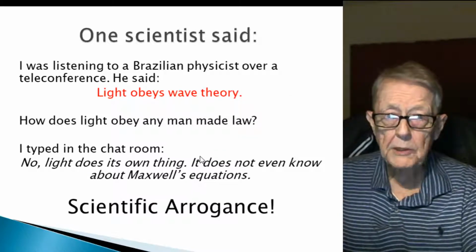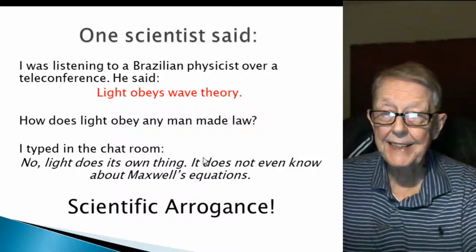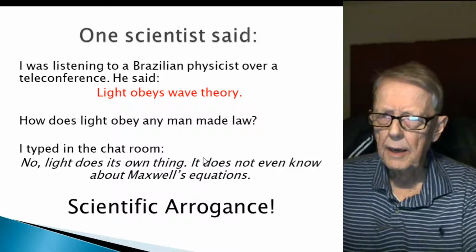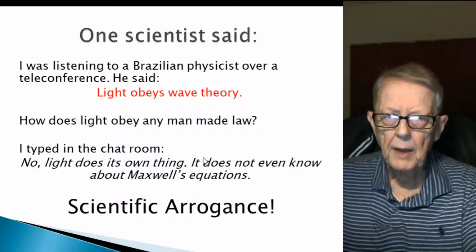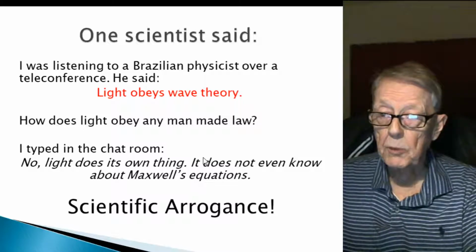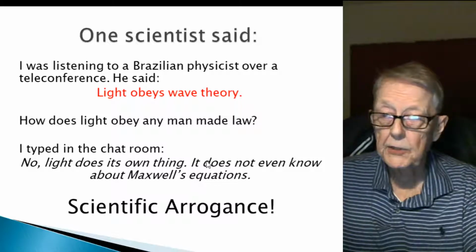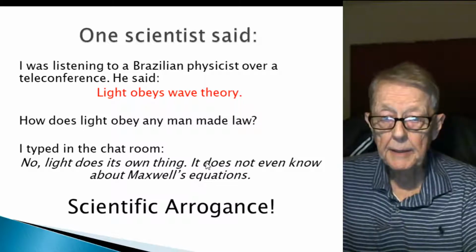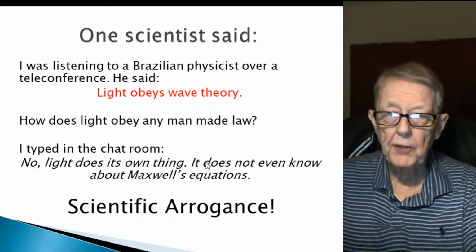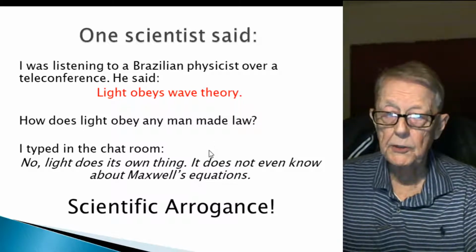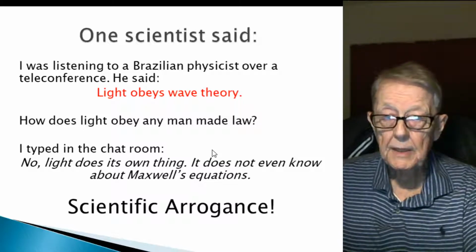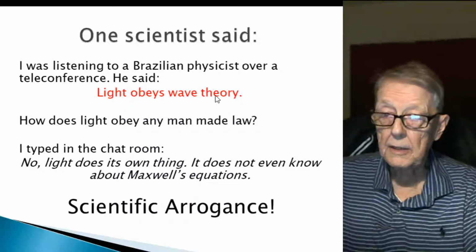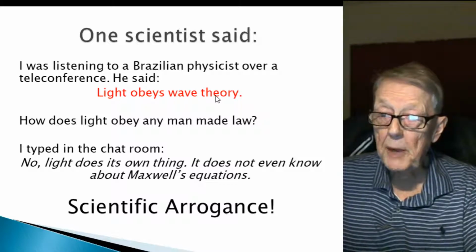One scientist said, I was listening to a Brazilian physicist over a teleconference, and he said, light obeys wave theory. How does light obey any man-made law? How could that even happen? I didn't like his statement, and I typed in the chat room. It's an area in the teleconferencing feature that people can type in comments while the speaker is talking. If he knows about the comment, he can even respond. My comment, I said, no, light does its own thing. It doesn't even know about Maxwell's equations or Maxwell's theory of light. This is scientific arrogance when scientists say light obeys wave theory, and wave theory, as in Maxwell's theory of light, is a man-made theory.